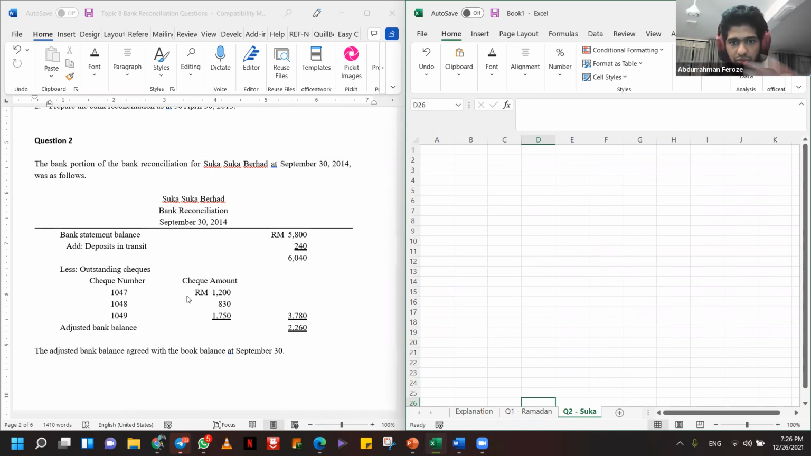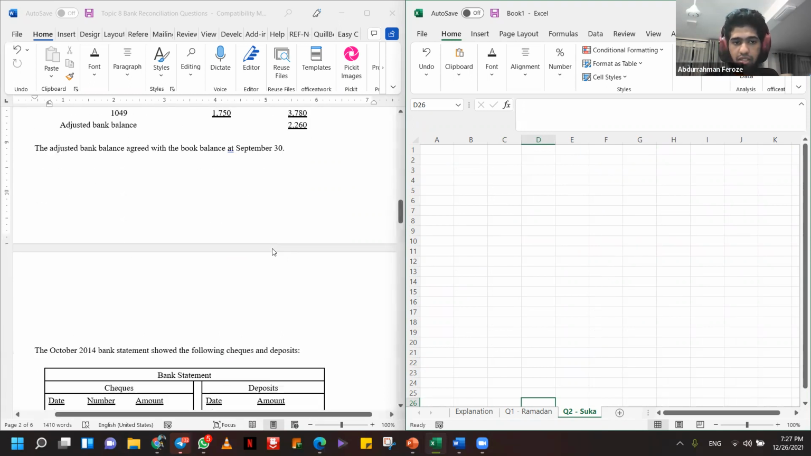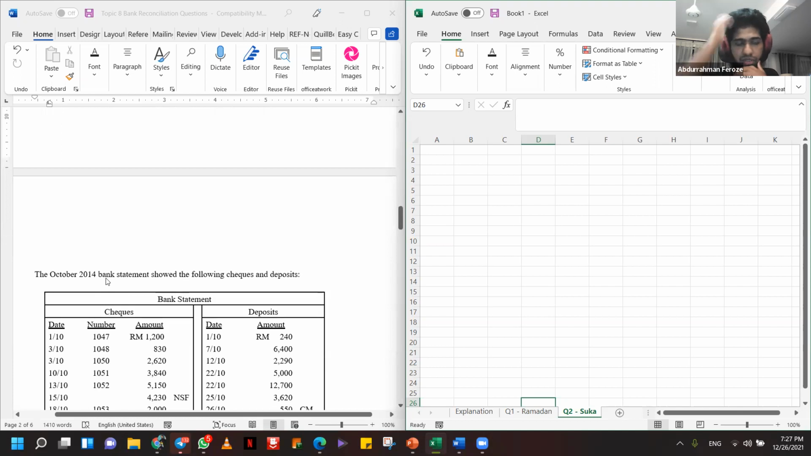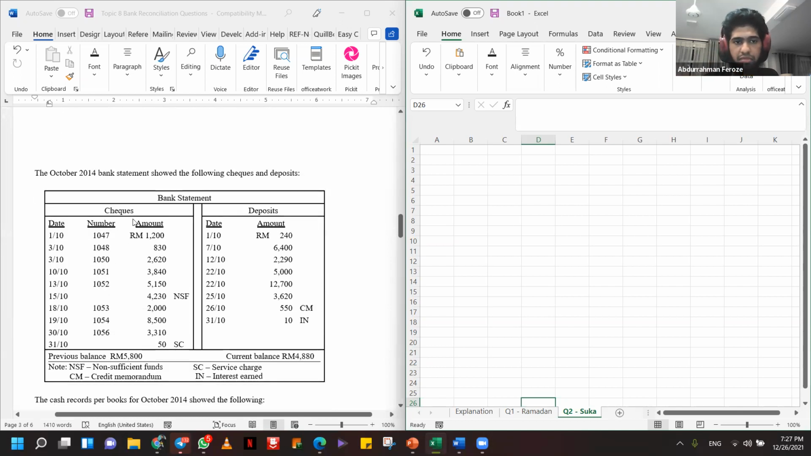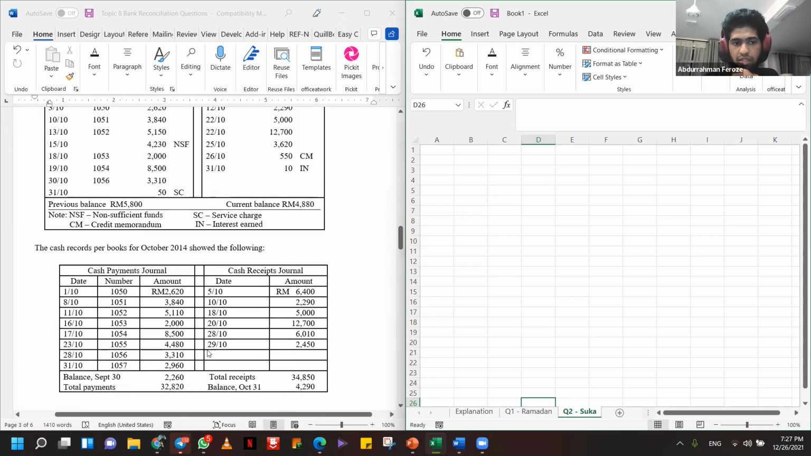This is another format that they have used. It's a bit different from the format that I had used, but the result is the same. Okay. So question 2, they have given us the bank reconciliation for September 30th. And on September 30th, the adjusted bank balance agreed with the book balance. Then they show the 2014 bank statement, the checks and the deposits, right? And then they show us the cash records per books for the cash book for October 2014, which are these values.